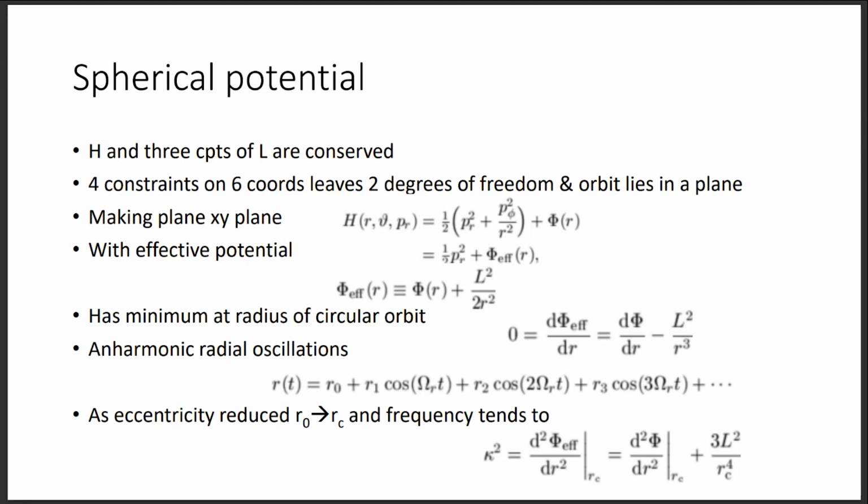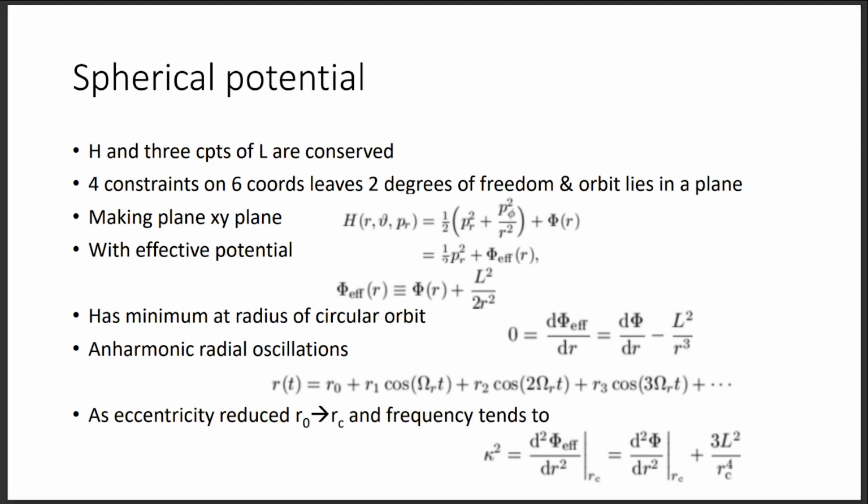So we can show that R as a function of time is equal to a constant plus cos omega t plus another constant times cos 2 omega t plus 3 omega t and so on. Because the motion is periodic, if you expand it in a Fourier series, you have discrete frequencies which are multiples of each other.